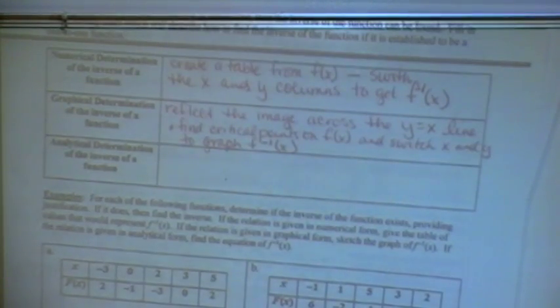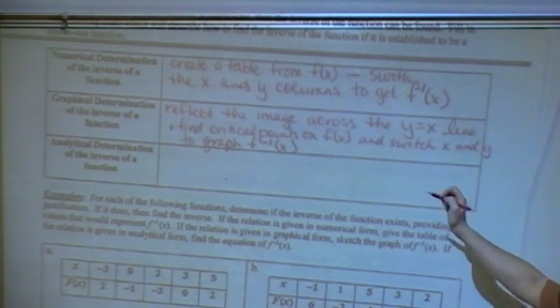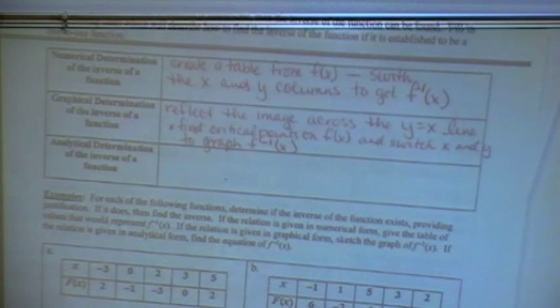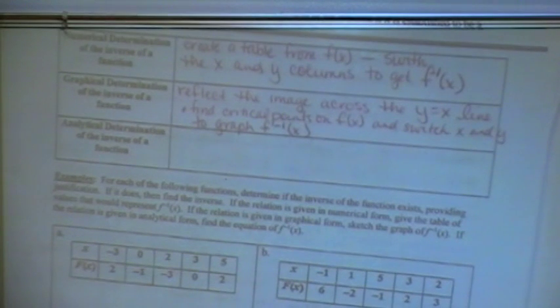On f of x and switch x and y. Which y'all know because you've had me before. I'm a terrible grapher. So this is usually what I do. I find a few critical points and switch them and then try to get a basic shape because I'm just not very good at drawing. So, okay. And then lastly, analytical determination, and this you already know how to do. Switch x and y.